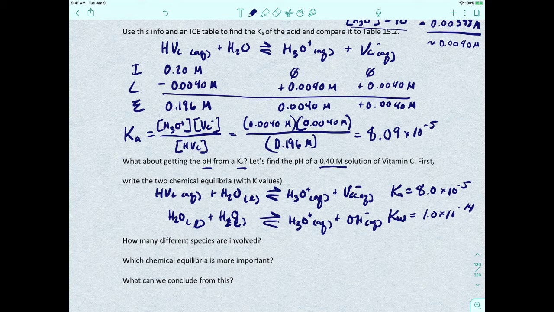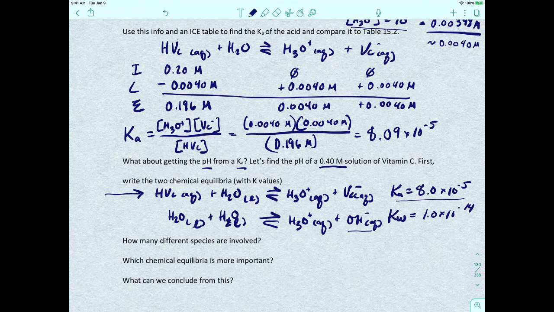So we have two different equilibria at play. Taking a look at the two reactions, the Ka over here for the acid is the bigger value of the two. So this is the one that we're really concerning ourselves with. Okay. But the second reaction is important because it does produce hydroxide ion, which we do need.